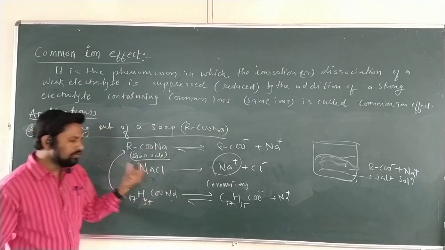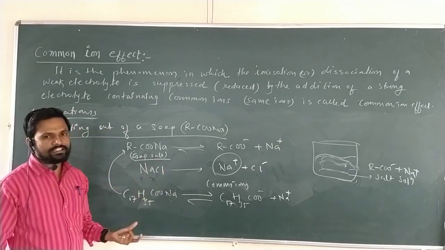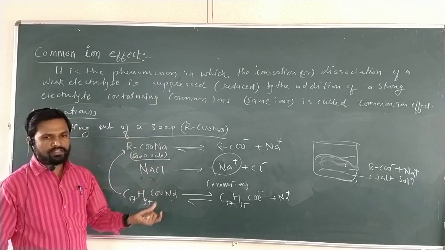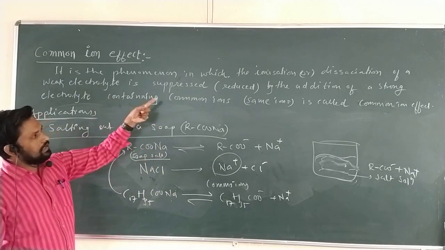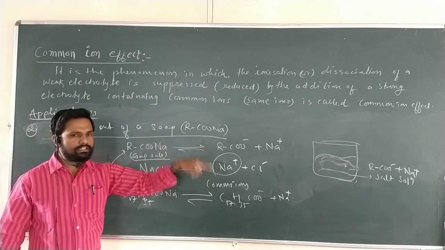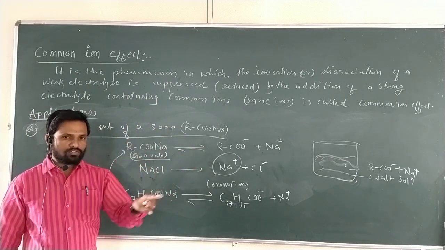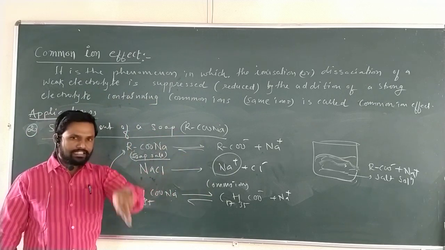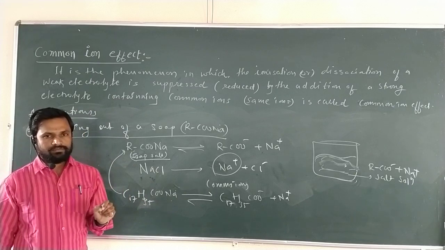Okay. So these are the two important applications of common ion effect. I hope you understand very clearly. Common ion effect is a phenomenon in which the ionization or dissociation of a weak electrolyte is suppressed, reduced or decreased by the addition of one more electrolyte, that is a strong electrolyte, into the same solution containing common ions. This is called the common ion effect.